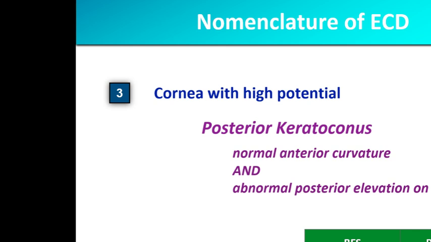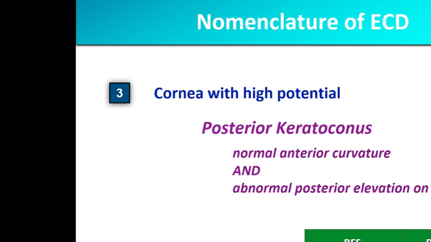These are the cutoff points, of course. In myopic people, the cutoff point for the posterior elevation is 18, and in hyperopic people, the cutoff point is 28. So above these numbers, it is considered abnormal posterior elevation. And if the anterior curvature is normal, we call this posterior keratoconus.